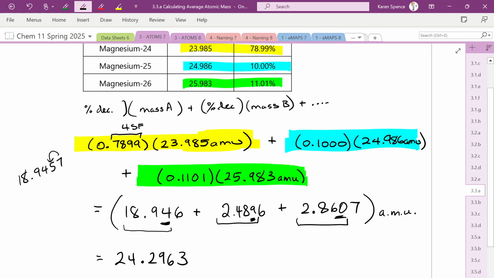0.7899 times 23.985 equals 18.946. Yeah, that's correct. Did you get something different? Oh, but watch. I rounded off here. So if you punch the whole thing into your calculator, you'll actually end up getting exactly the same answer as me, because am I done at this point?